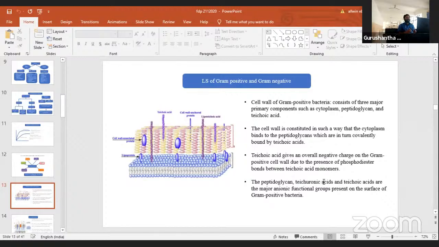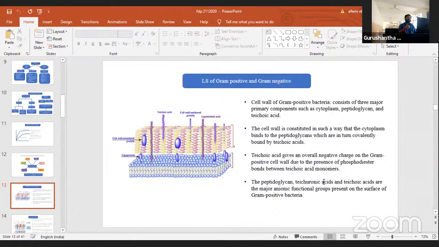The cell wall of the gram-positive bacteria mainly consists of three components: the cytoplasm, peptidoglycan, and teichoic acid. The cell wall is constituted with this cytoplasm, which is bound to the peptidoglycan, which in turn is covalently bound with the teichoic acids. These teichoic acids give an overall negative charge on the gram-positive cell due to the presence of phosphodiester bonds between the teichoic acid monomers.